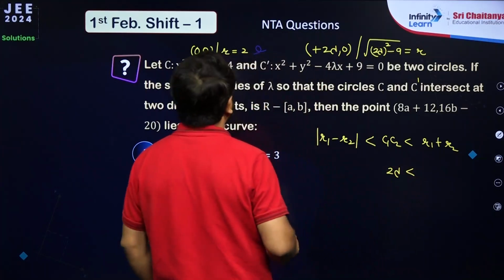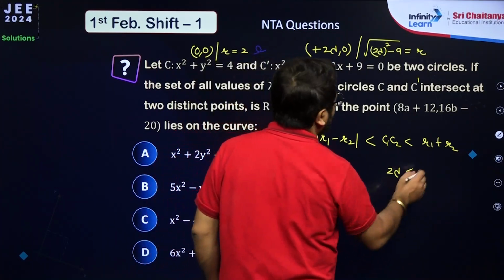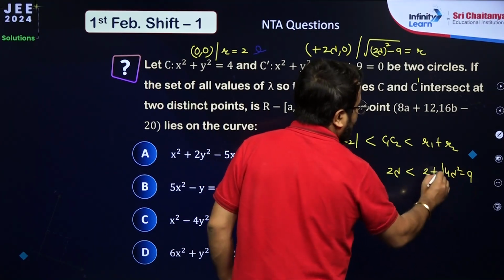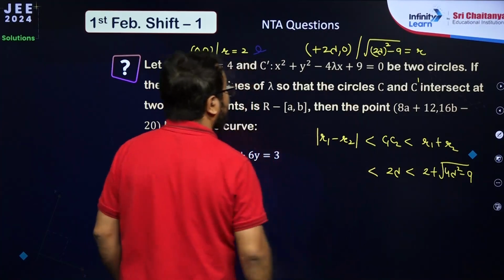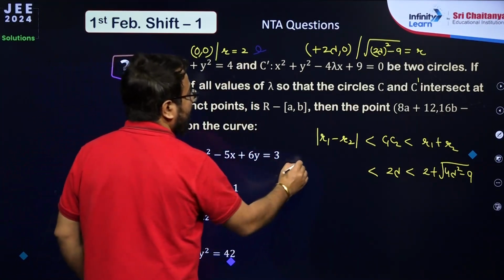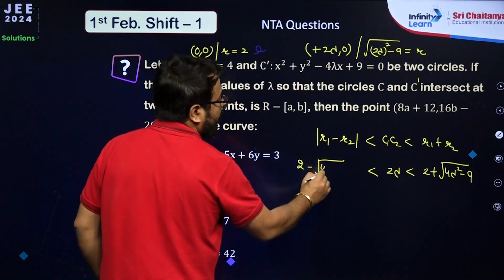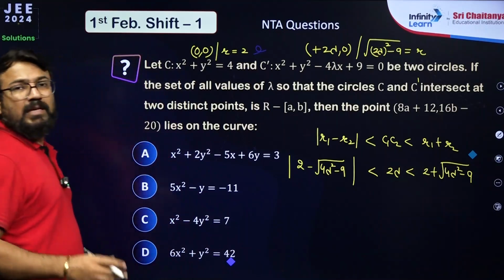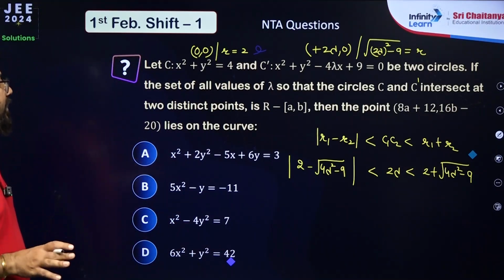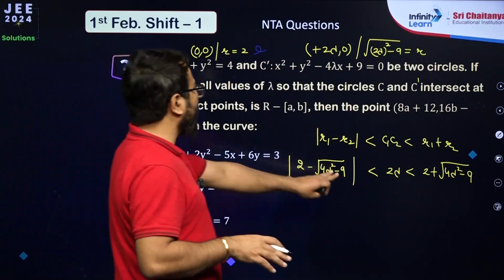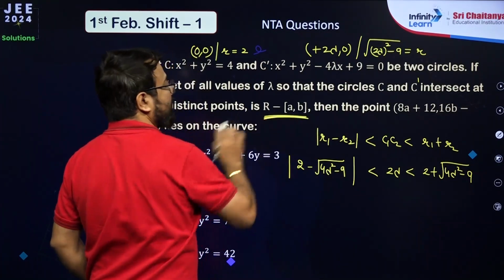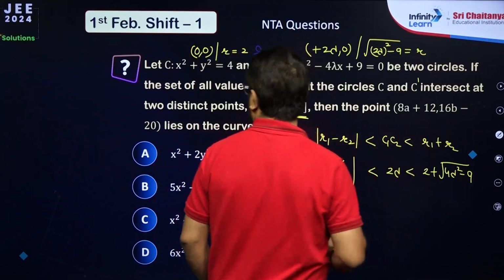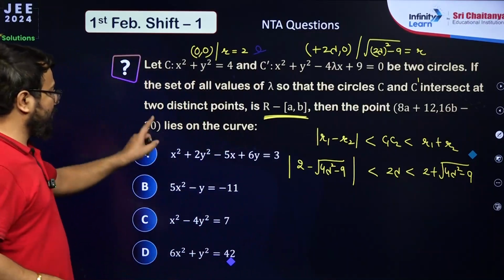So, 2 lambda is less than R1 plus R2. R1 plus R2 is 2 plus the square root of 4 lambda square minus 9. And here it is R1 minus R2. So, R1 minus R2 is 2 minus the square root of 4 lambda square minus 9, and this should be taken in modulus. So there are two different types of inequalities being given to us, and the value of lambda we will be obtaining should be in this interval, and they're asking then the point 8a plus 12, 6b minus 20 lies on which of the curves.